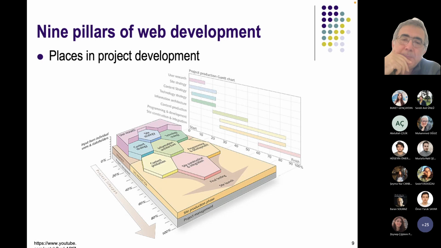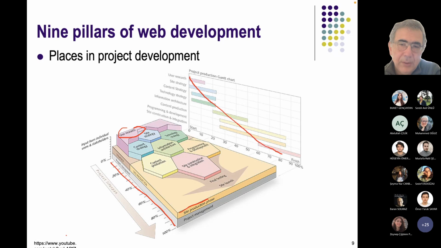So as the project moves, the project management layer is here, the site production layer is here, and the user research layer is here. So this is the work breakdown through the project life cycle.